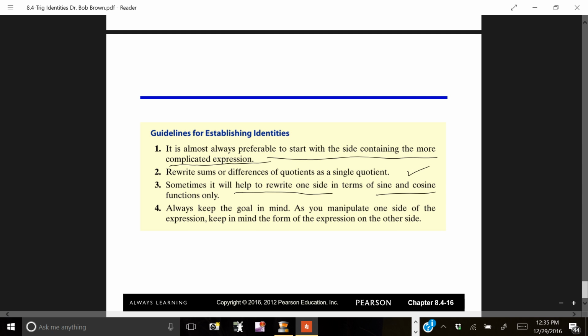Always keep your goal in mind, and as you manipulate one side of the expression, keep in mind what you would expect to see on the other side. And that is the lesson for today.